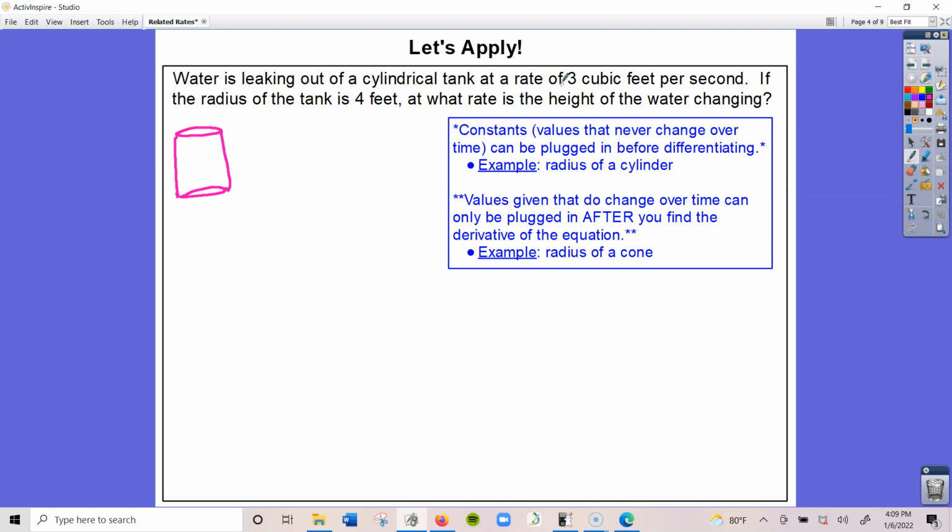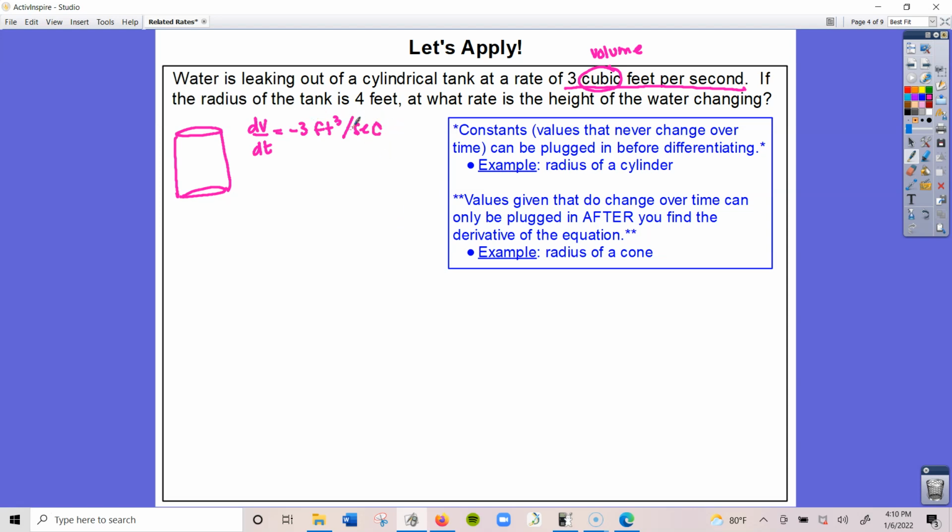Water is leaking out of the tank at a rate of 3 cubic feet per second. So again, here's that word cubic. That's volume. If water is leaking out of the tank, that means the rate at which the volume is changing is going to be negative. So dV/dt is going to equal negative 3 cubic feet per second.